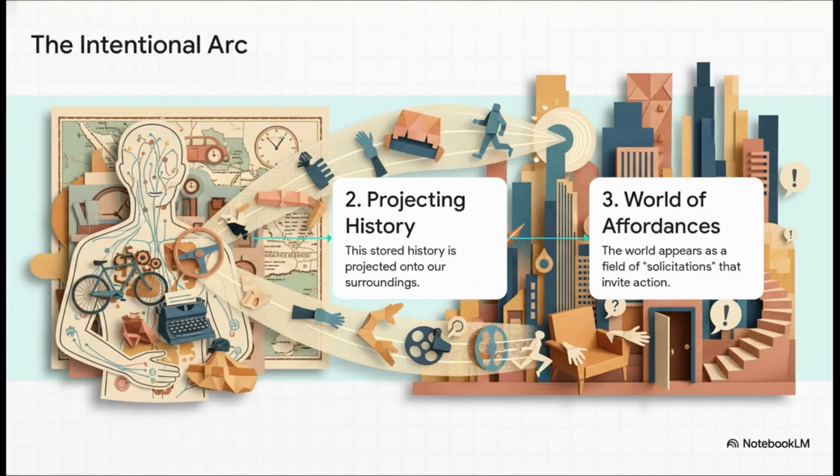So let's break this down a bit. First, our body acts as this living reservoir for all our acquired skills. You know, how to walk, how to type, how to drive a car. Second, this intentional arc projects that embodied history onto the world around us. And third, and this is the payoff, as a result of that projection, the world doesn't appear to us as a neutral geometric space. Instead, it appears as a field of what phenomenologists call solicitations or affordances, things that call out to our body, that invite certain actions.